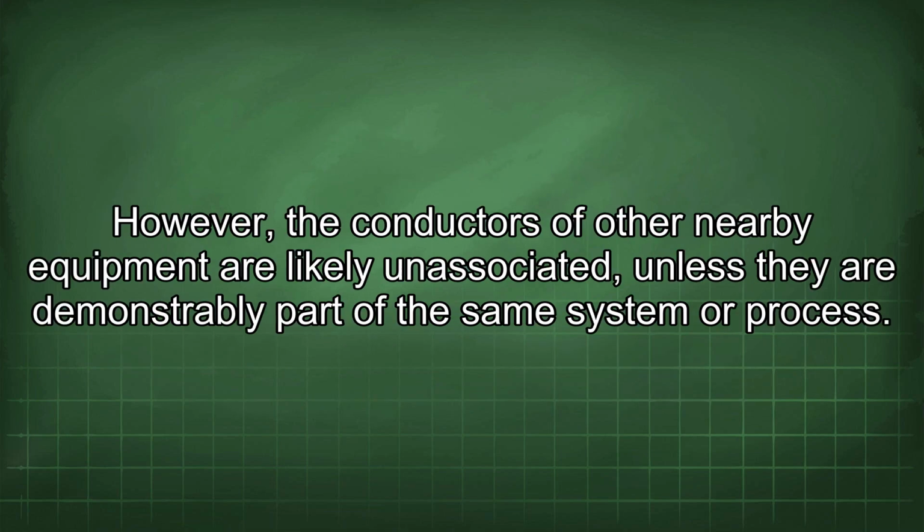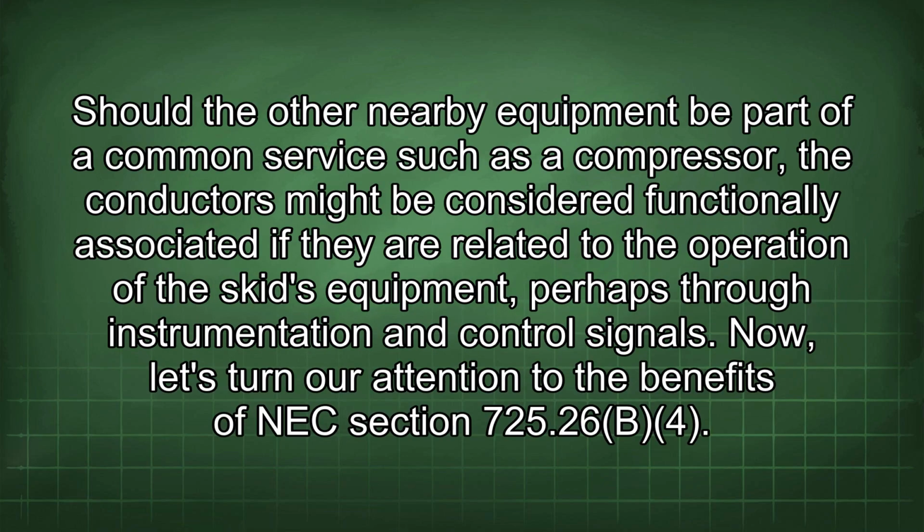However, the conductors of other nearby equipment are likely unassociated, unless they are demonstrably part of the same system or process. Should the other nearby equipment be part of a common service such as a compressor, the conductors might be considered functionally associated if they are related to the operation of the skid's equipment, perhaps through instrumentation and control signals.